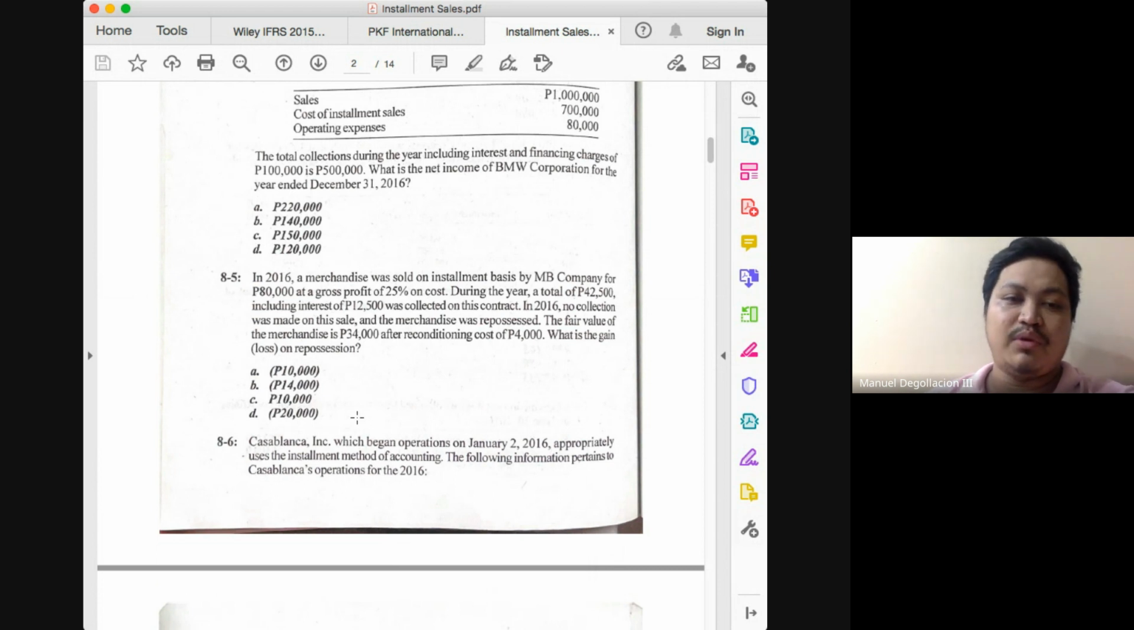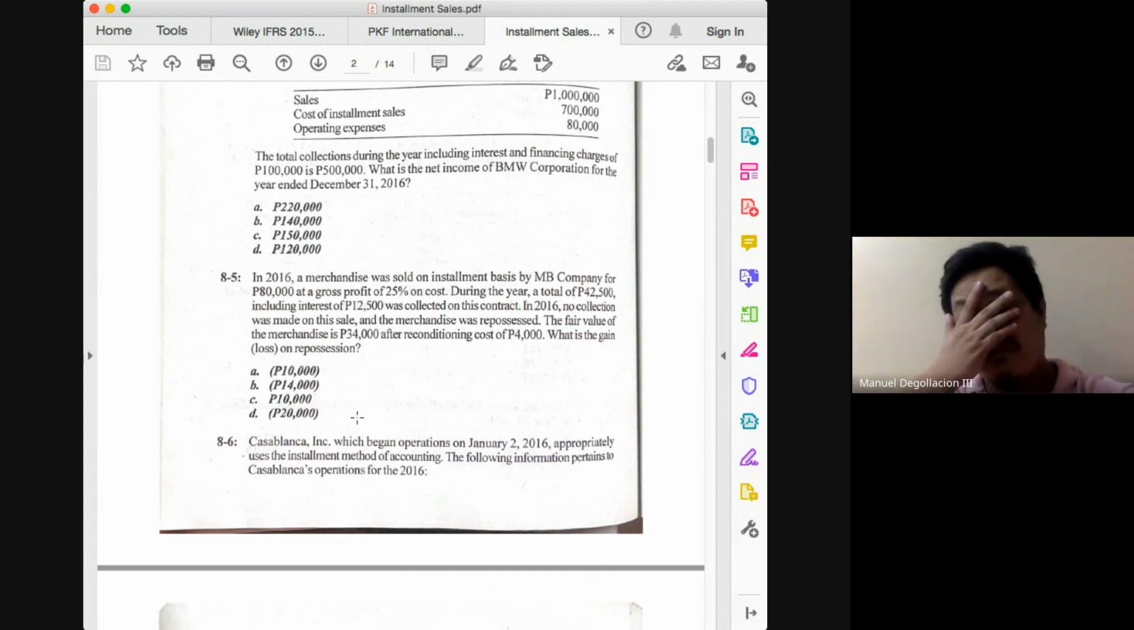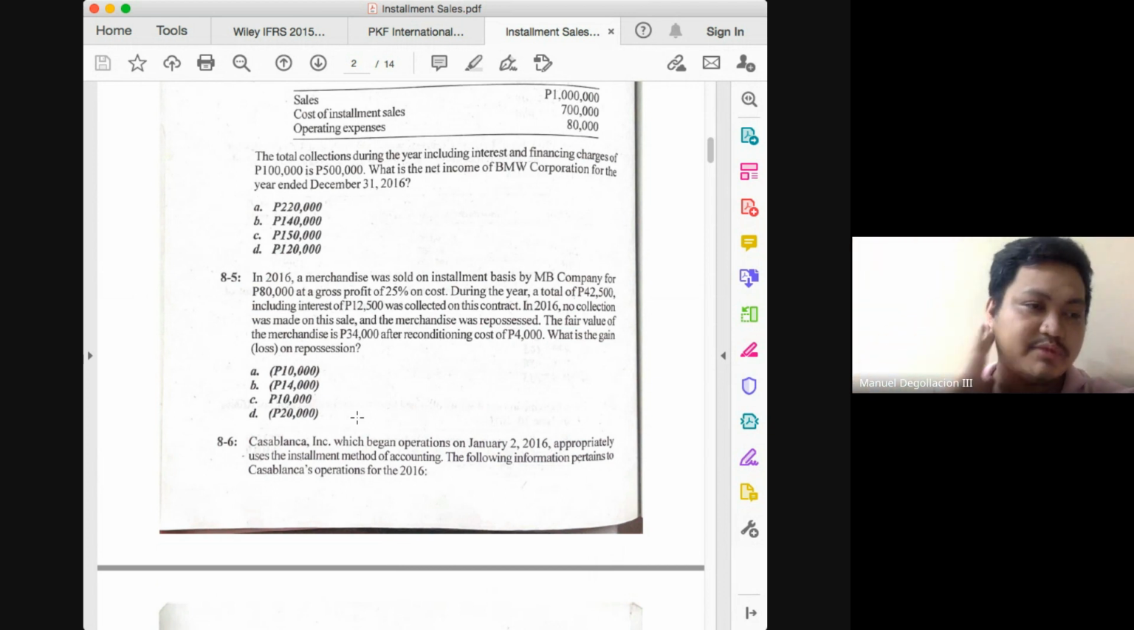But if the customer will no longer pay, then we will have to eliminate the unrealized gross profit related to that receivable. Okay, unlike your regular sales, that if the customer will no longer pay, you just have to write it off and charge it out against doubtful accounts expense. Here, there's no need to recognize another expense because in the first place, we did not recognize them as an income yet or as a revenue yet. Okay, that's one of the benefit of using the installment sales method.